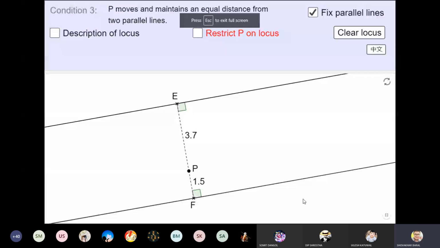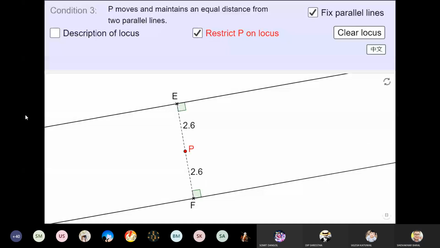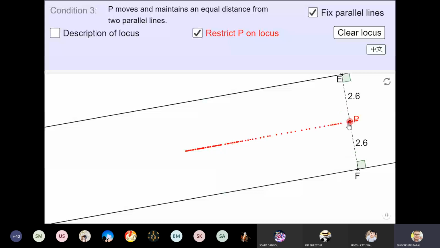So there are two paths, two straight lines. One of the points in the first straight line is E, and the next point on another straight line is F. So let me move this point P so that its distance from these two parallel lines is always fixed. Okay, let me move this point P so that its distance between E and F, or between these two parallel lines, is always the same. Okay, how it goes on, let's see. So again it is a straight line.